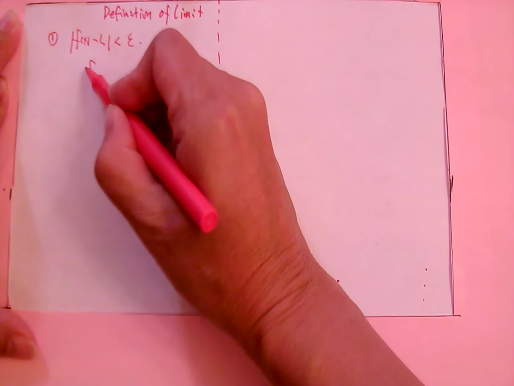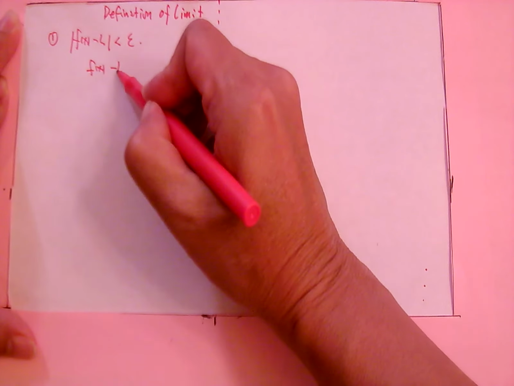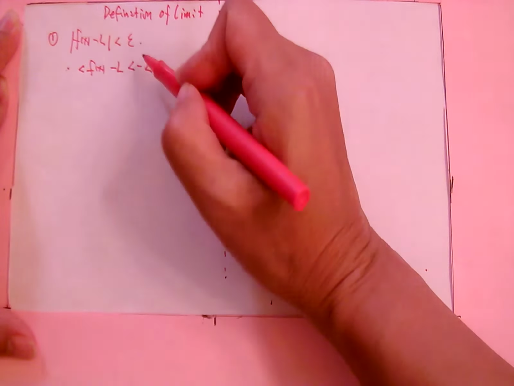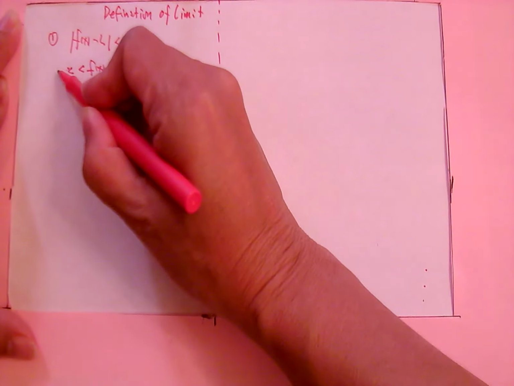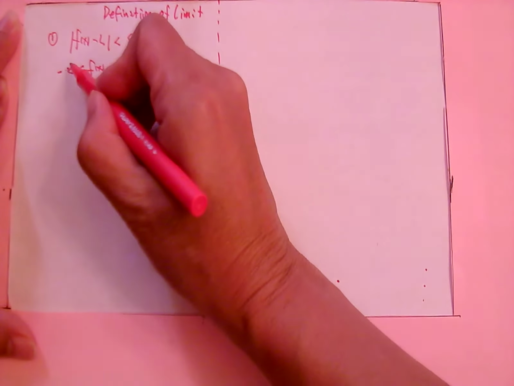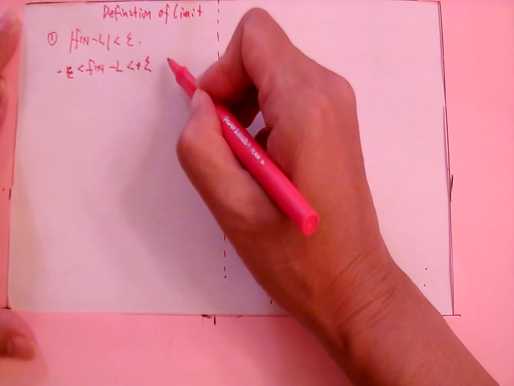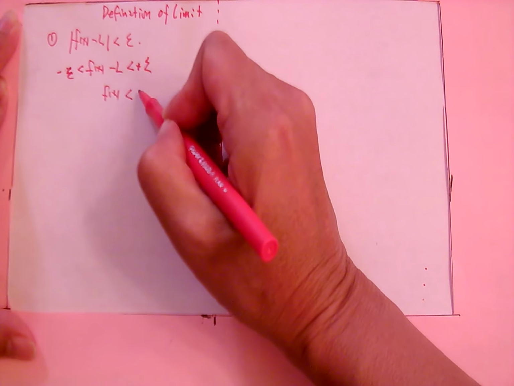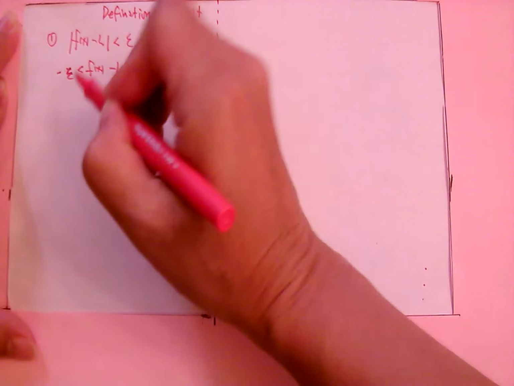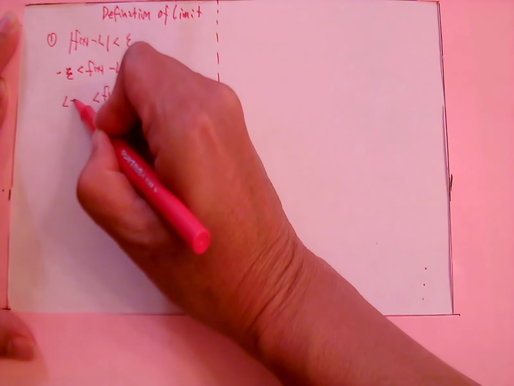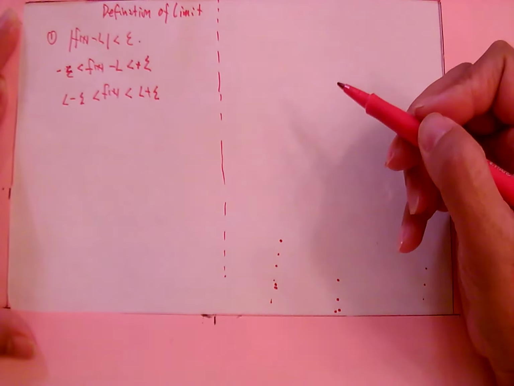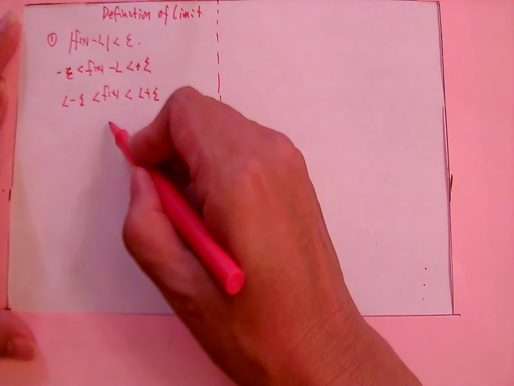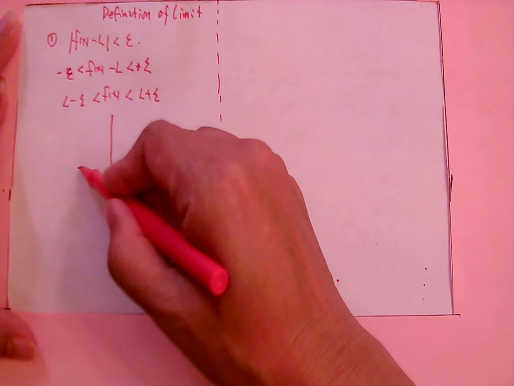So we're going to say -epsilon < f(x) - L < epsilon. Then adding L to both sides, we have L - epsilon < f(x) < L + epsilon. So let's try to draw this inequality on the y-axis. How does it look?